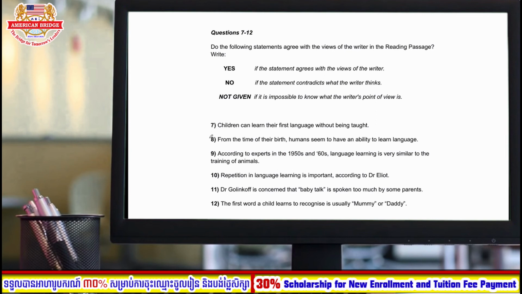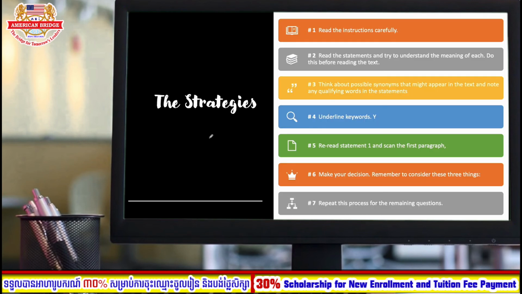So to do all of these types of questions, there are 7 strategies that will be beneficial for you. So first of all, you read the instruction carefully. It is important not only for this type of question, but for every exam, every test, you need to first read the instruction. Second, read the statement and try to understand the meaning of each of those statements. Do this before reading the text, right? Generally, read the question before you go to read the passage.